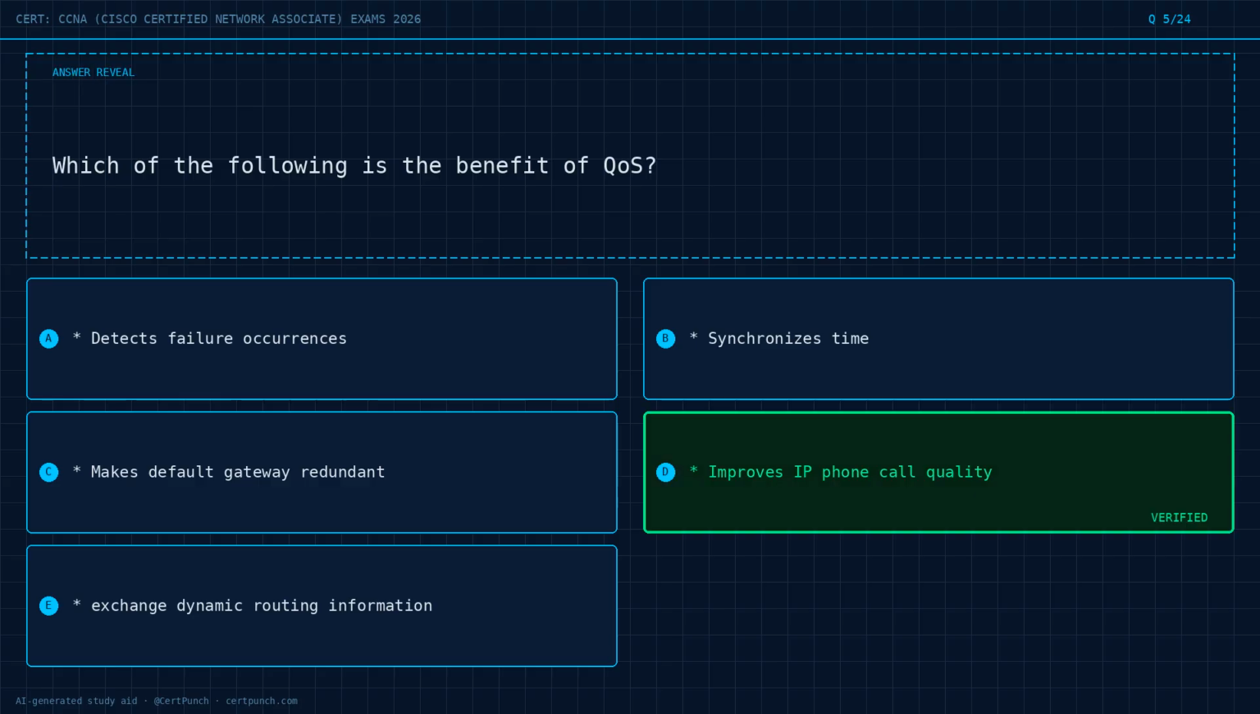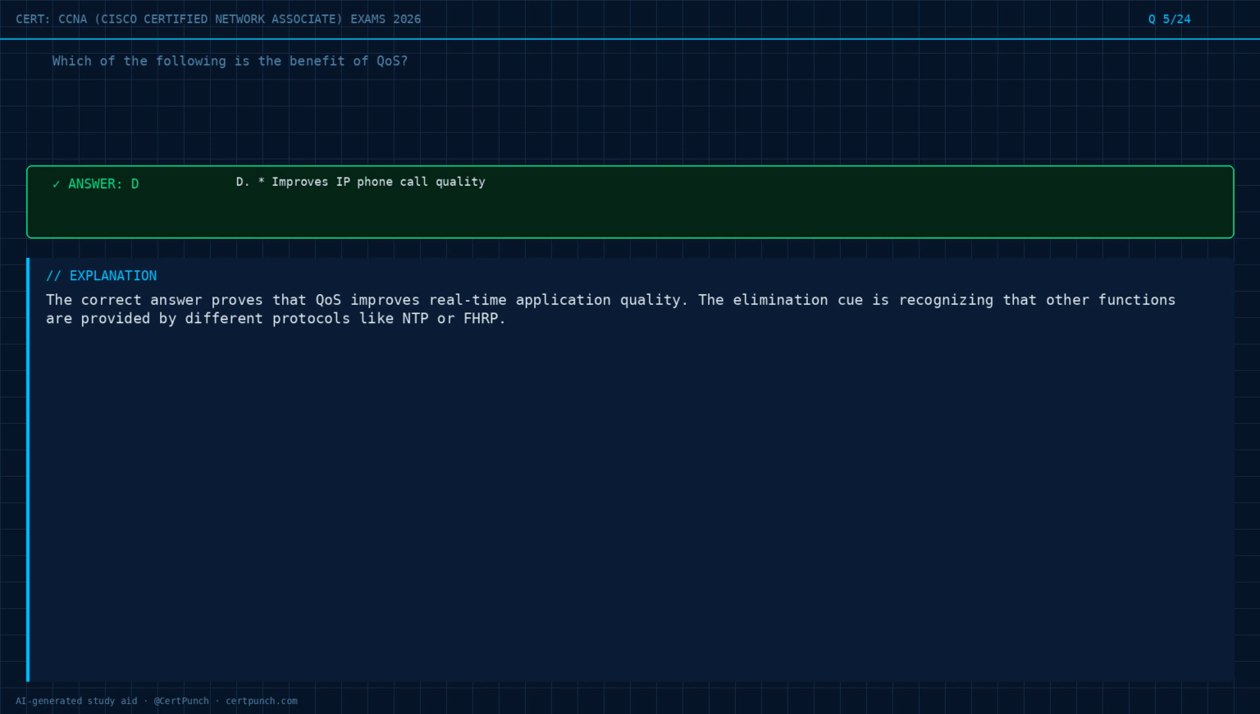The answer is option D. Reasoning. The correct answer proves that QoS improves real-time application quality. The elimination queue is recognizing that other functions are provided by different protocols, like NTP or FHRP.